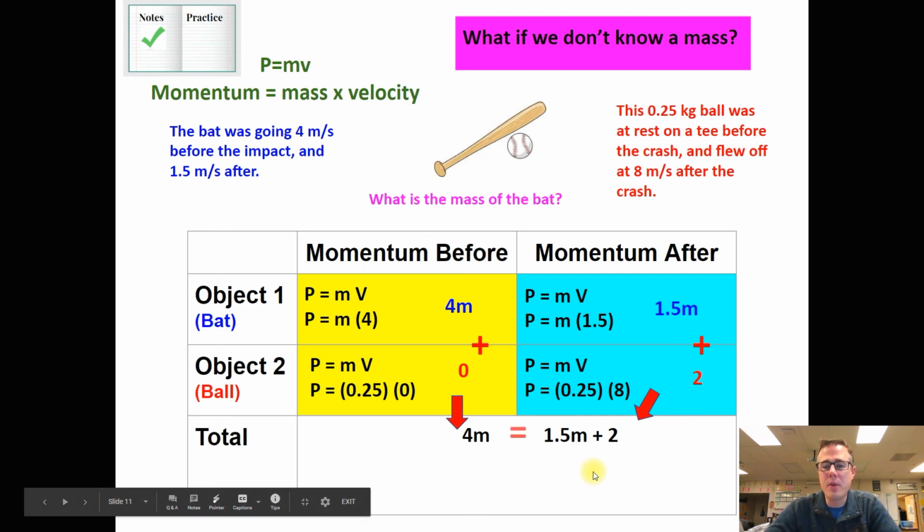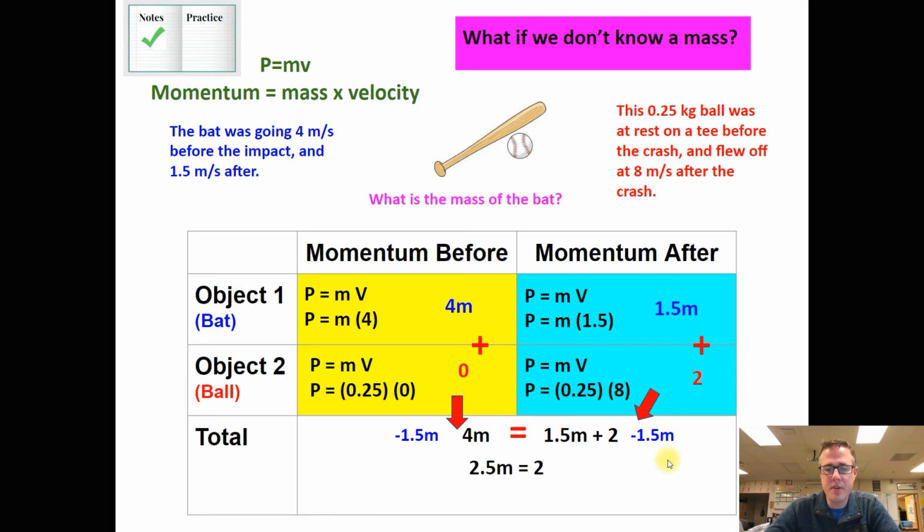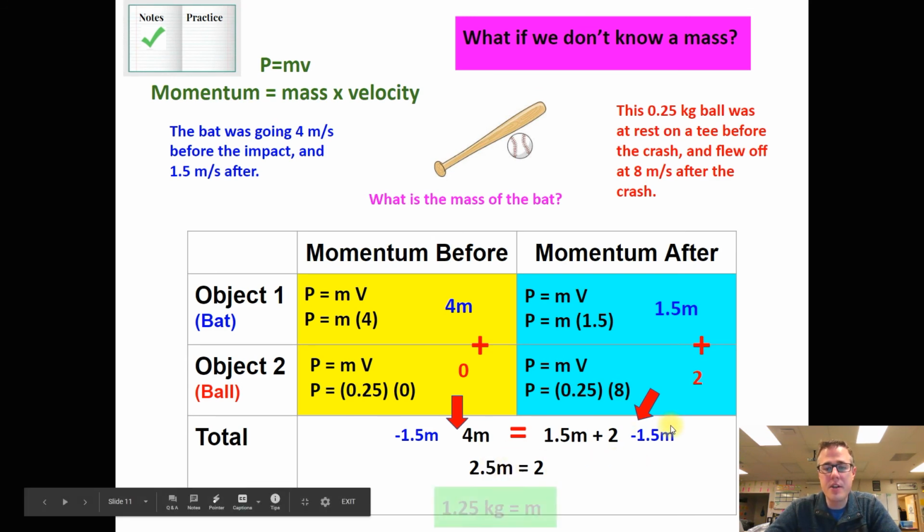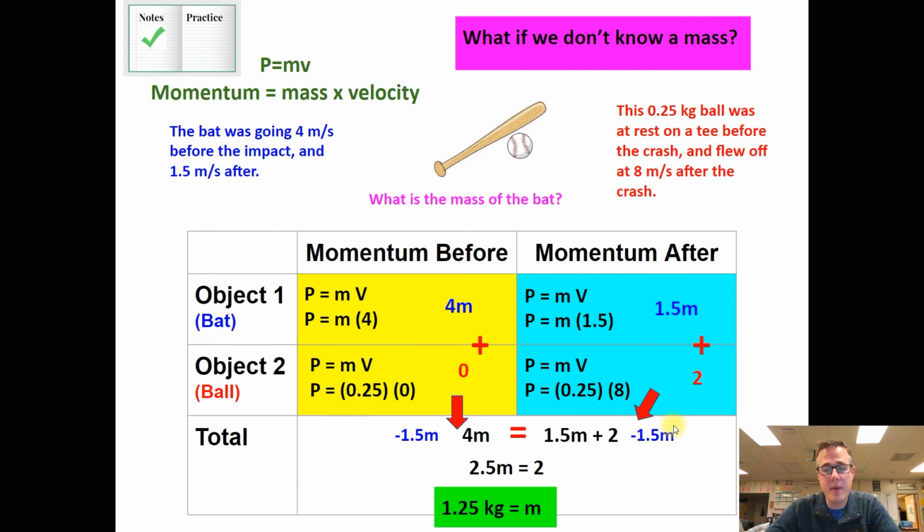Now we set them equal to each other. And now we have to do the next step, which is combining like terms. Since we have m's on both sides of our equations, we need to get them together. And since there's more on the left, I want to take away the m's from the right. So I'm going to subtract 1.5 m's from both sides to move the m over. And I get this expression, 2.5 m's equals 2. Now I just have to divide by 2.5 so that I can undo this multiplication. And when I do that, I get 1.25 kilograms. So now we found the mass of the bat.